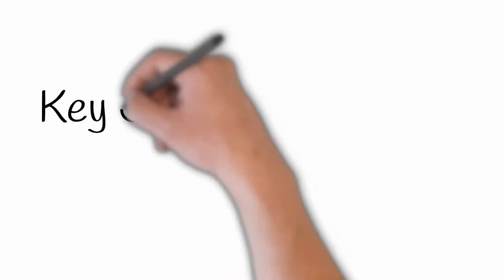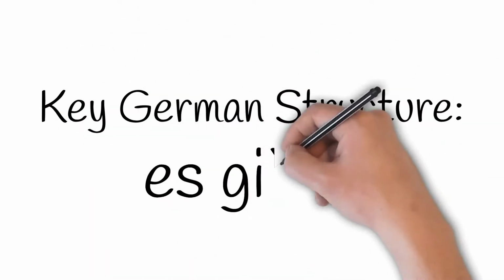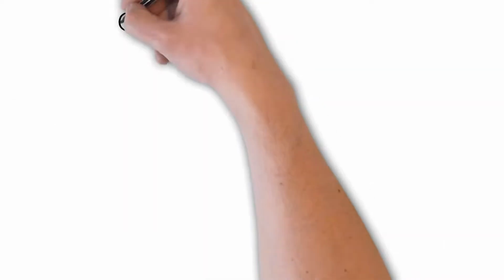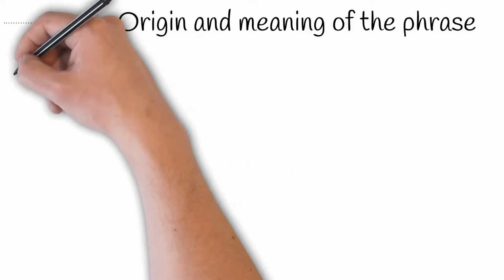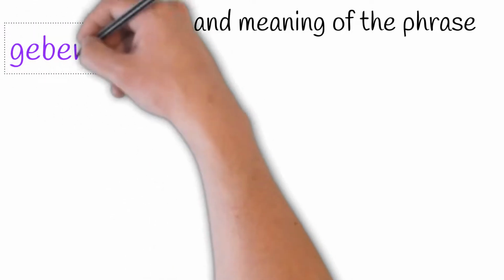This video is about the key German structure es gibt. First of all, let's talk about the origin and meaning of the phrase. It comes from the very important and very common verb geben, which means to give.